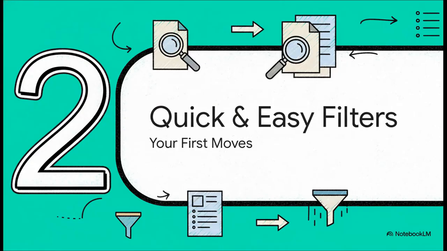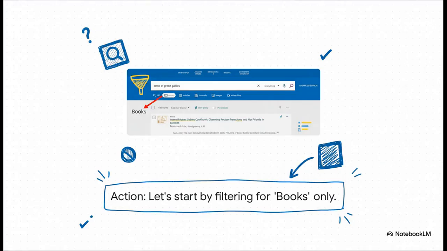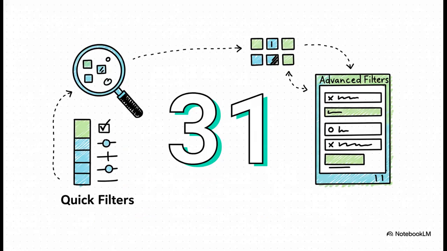Let's start with those quick and easy filters. I like to call these your first moves because they make a huge impact with almost no effort. This is how you trim that giant forest down into a manageable little group of trees. So let's say your professor told you that you need to use actual books for this assignment. Instead of scrolling forever trying to find them, you just make one simple click. Right there, under the search bar. We're just going to click on Books. And boom, just like that, we went from over 1,000 results down to just 31. That's the power of one single click.